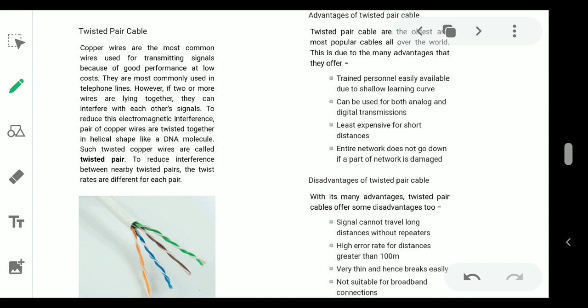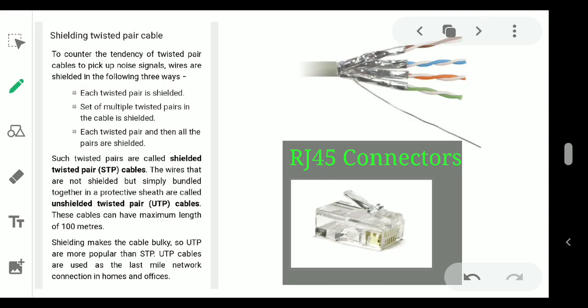Okay, now very thin, hence they break easily. So this kind of copper wire is very thin in nature. Okay, it is easily breakable. So not suitable for broadband connection. So for a broadband connection, we cannot use this kind of cable.